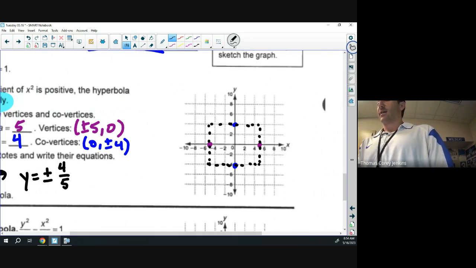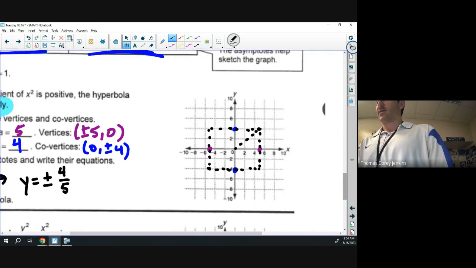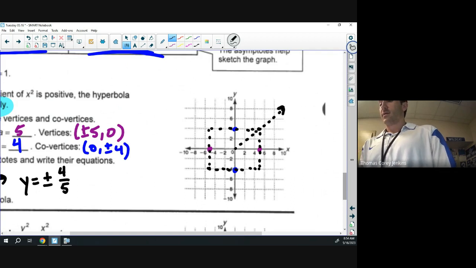So remember, if we go from here to here, that gives me that slope, up 4 and over 5, right? Up 4 and over 5. Which if we look back at our equation, that's what it says. Okay, so I'm just going to extend that through both ways. And the other way as well.